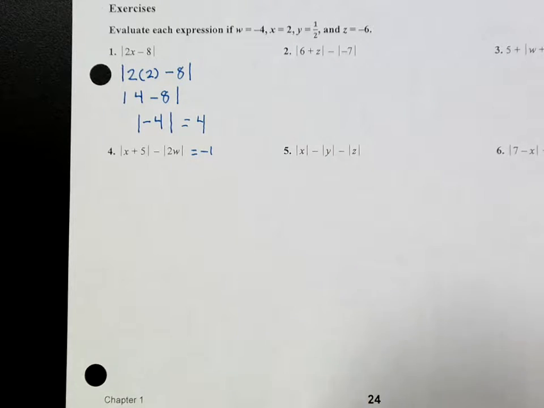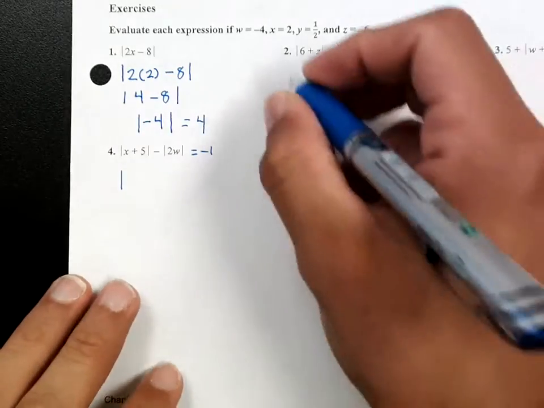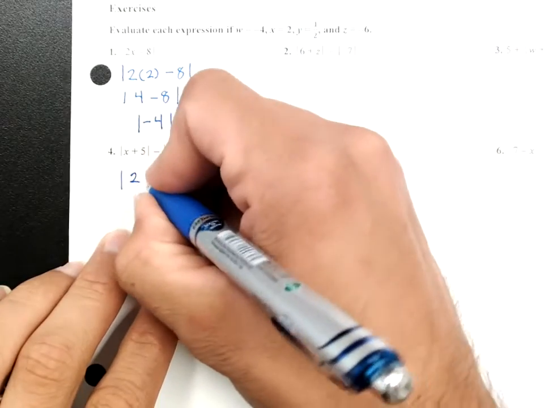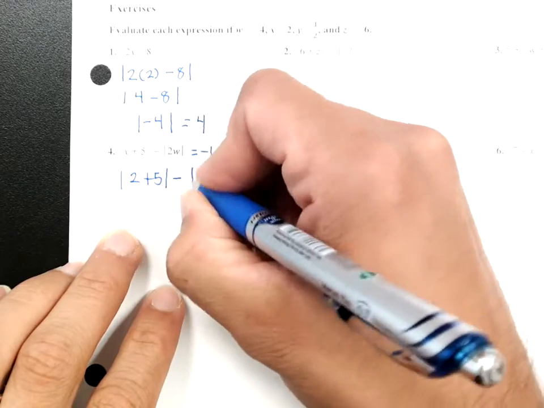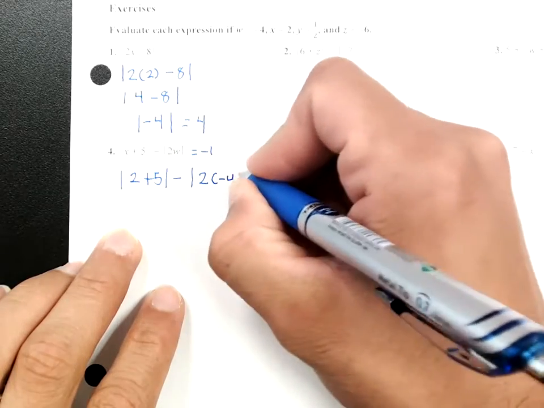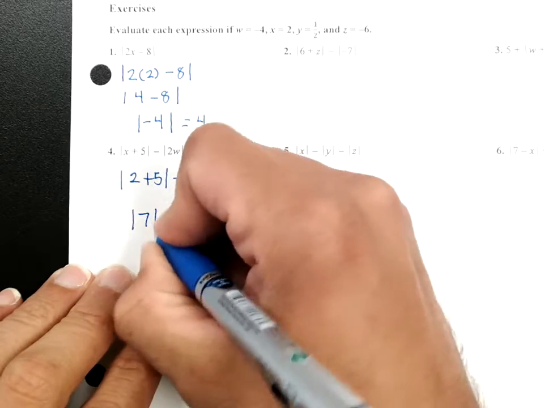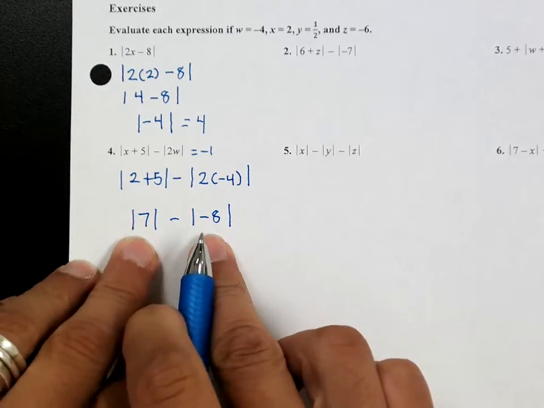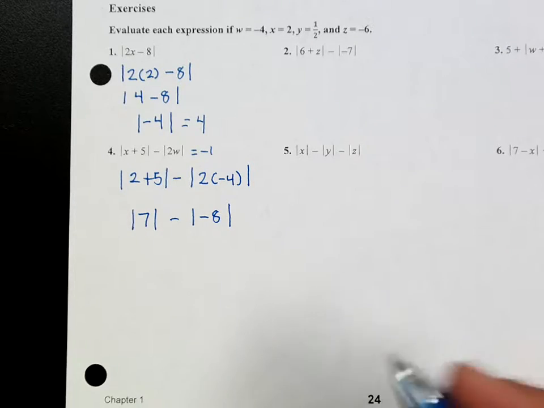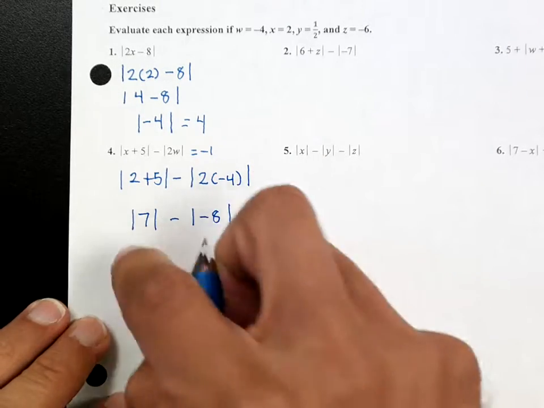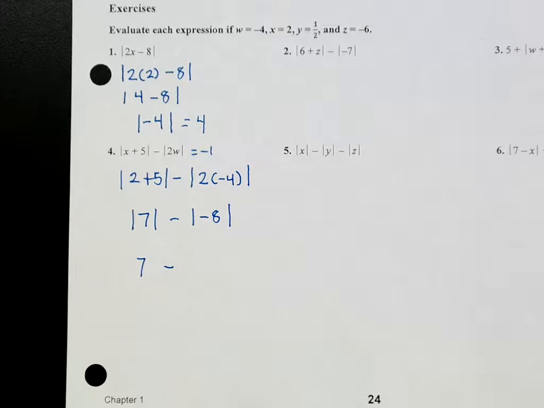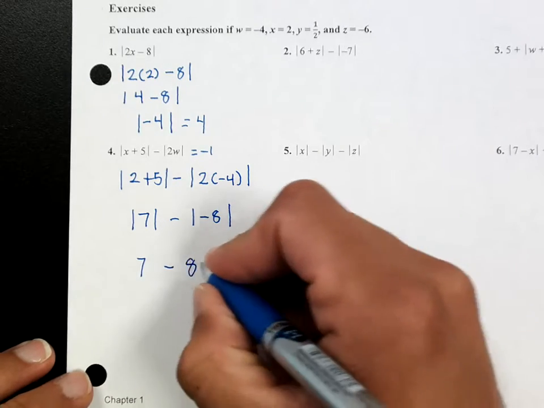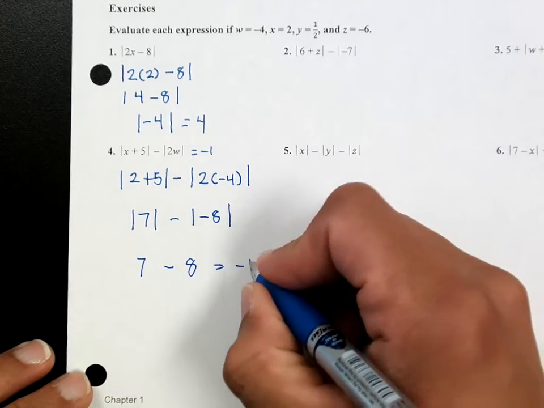So if I were to do this by hand, you don't have to do this by hand, but I'm just showing you. All right, I would have 2 plus 5 minus 2 times -4. This is 7. This is -8. What is the distance between -8 and 0? 8. All right, so we have 7. The absolute value of 7 is just 7, right? The absolute value of -8, well, that's positive 8. So then you have 7 minus 8, which is -1.